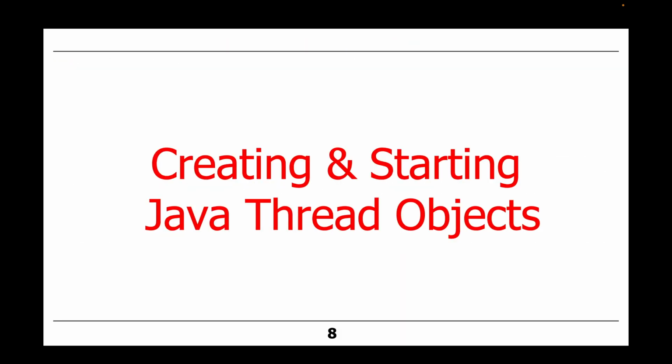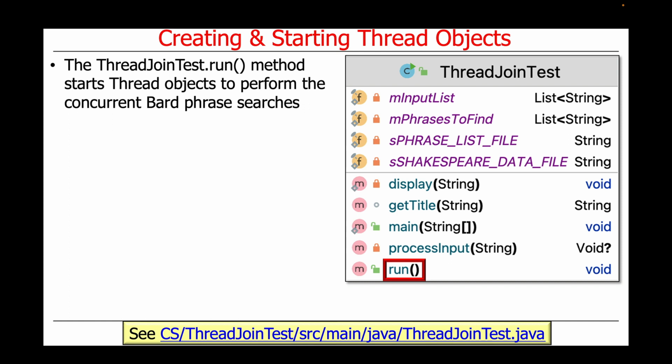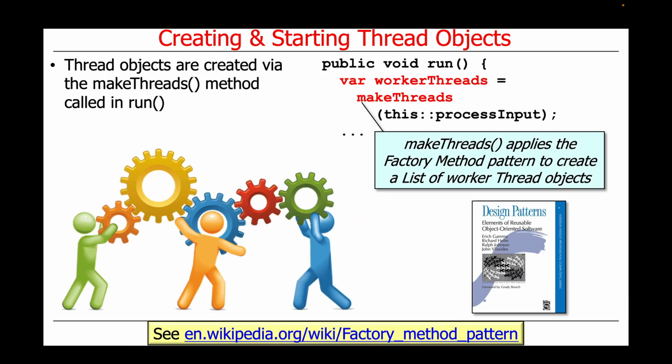We'll now show how the ThreadJoinTest class creates and starts Java thread objects. The ThreadJoinTest run method starts thread objects to perform the concurrent barred searches on works of Shakespeare. These thread objects are created via the makeThreads method called in run. MakeThreads applies the factory method pattern from the Gang of Four book to create a list of worker thread objects.